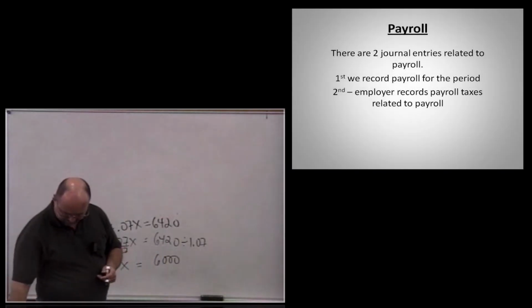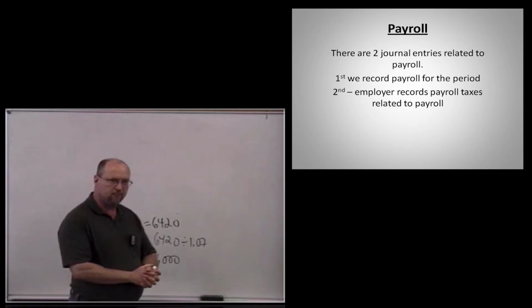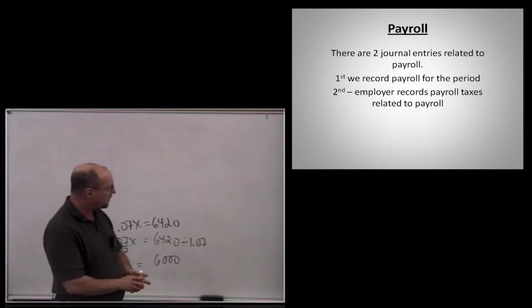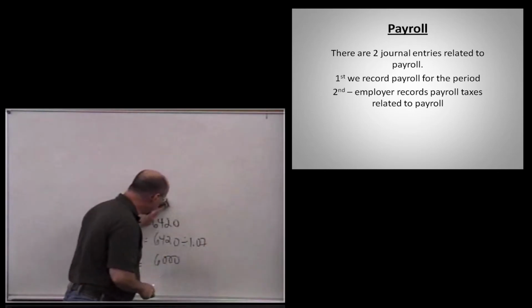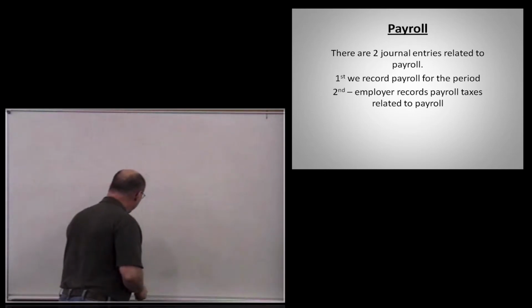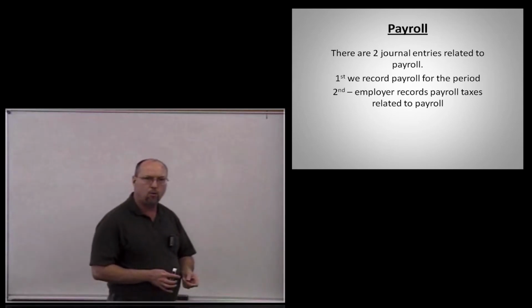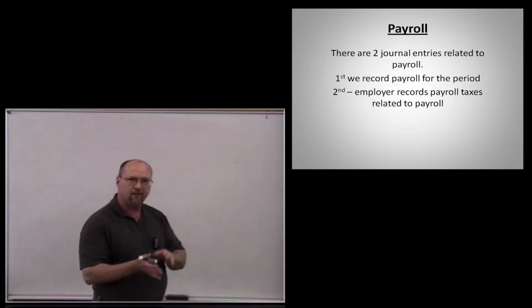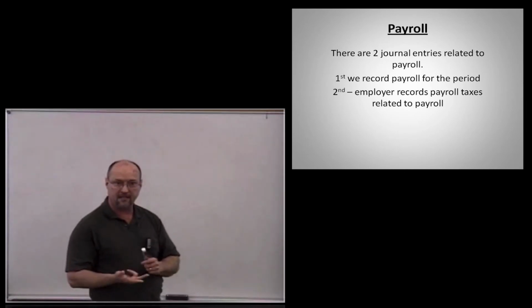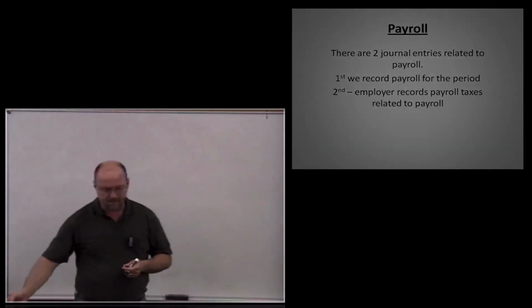Payroll. There are two primary journal entries related to payroll. The first, we record payroll for the time period. And second, we have to record payroll taxes that the employer is required to pay to the federal government, the state government, and federal agencies such as Social Security and Medicare. Okay, so let's take a look at an example to illustrate these journal entries.